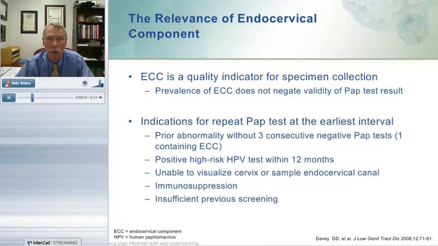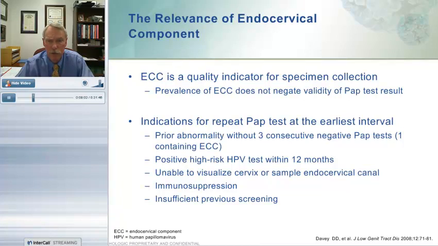Separate from that, what are the indications for a repeat pap test at an early interval? If the patient has a prior abnormality without 3 consecutive negative pap tests, one of which should include endocervical cells. Another indication for a repeat pap test would be a patient with a human papilloma virus, high-risk strain positive pap smear, even and including the pap smear itself being negative.